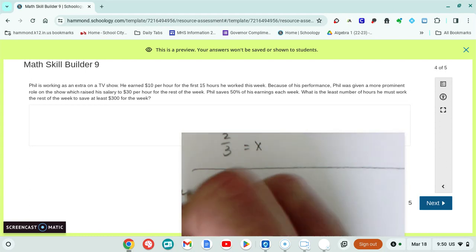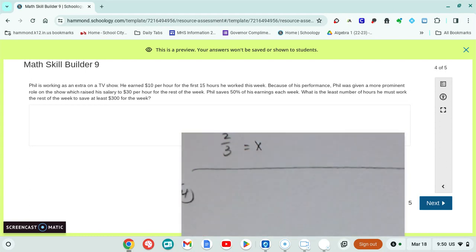All right, two more. Here's item number 4. So we're told that Phil is working as an extra on a TV show, and he earned $10 per hour for the first 15 hours that he worked this week. They thought he did a good job, so he got a bigger role and more money. He raised his salary to $30 per hour for the rest of the week. It says that he saves 50% of his earnings each week, which is half. What is the least number of hours he must work the rest of the week to save at least $300 for the total week? So the first thing we want to think about is, how can I express the money he's earned mathematically?